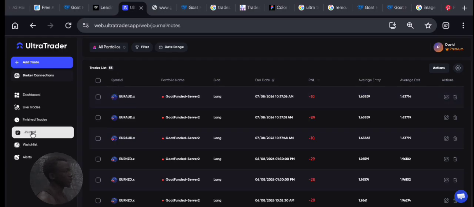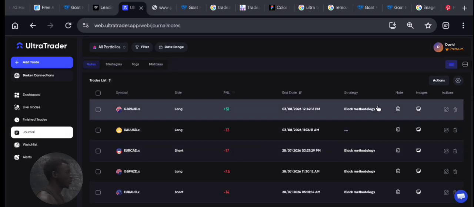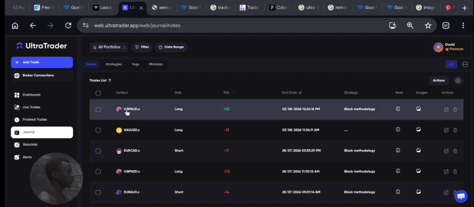So next is the journal. This is where you add your journal and the strategy you use. You can see on the trading list the symbol GPAD. You can see I took a buy, then I made $51.